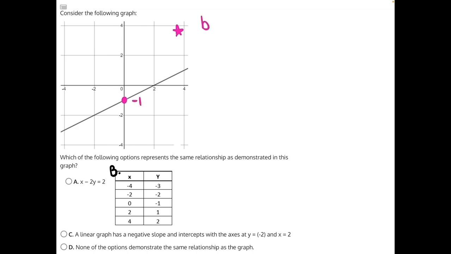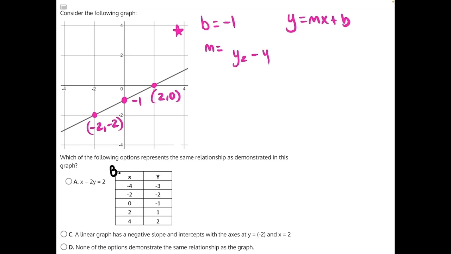So if our b value is -1, we just need our m value, or our slope, to be able to write this equation in y equals mx plus b form. To find our slope, let's pick 2 points on the graph. We could pick this point and this point, (-2, -2) and (2, 0), and plug that into our slope equation, y2 minus y1 over x2 minus x1.